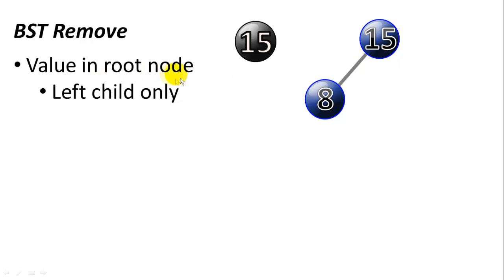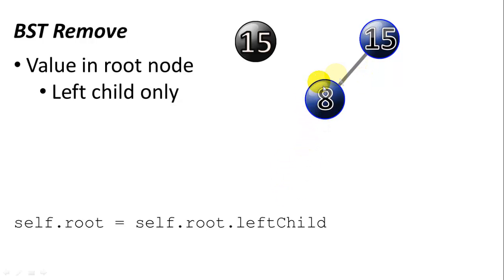If the value in the root node has a left child only, so let's say 8, we would basically delete the 15 by saying self.root is equal to self.root.leftchild. So 8 becomes the new root node, right? And it's basically the same process for right child only. And the same process essentially for both a left child and a right child that we used above. The only difference being that the root node doesn't have a parent node. That kind of explains roughly how the algorithm works for the remove function.